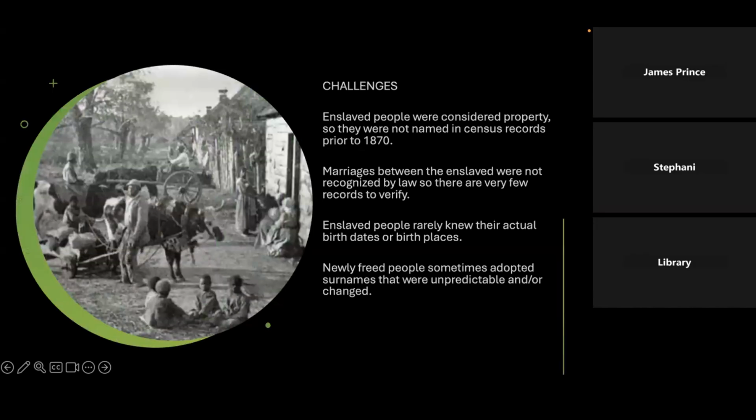The challenge is that enslaved individuals were considered property. So prior to 1870, they did not show up on census records and did not necessarily have a name. Also, the marriages between enslaved individuals were not recognized by law, so it was very hard to identify. Some did not know their date of birth or their place of birth or even their actual name. And they adopted different surnames that were unpredictable or changed over time.